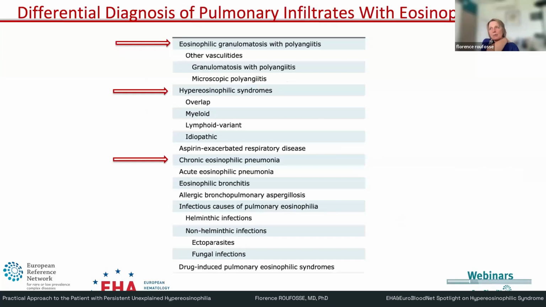I said at the beginning that I would discuss in a few slides the differential diagnosis of pulmonary eosinophilic conditions. I think it's really important to be aware that there's significant overlap between these conditions. I'd like to highlight in this table, which recapitulates the different forms of pulmonary hypereosinophilia, 3 particular diseases: eosinophilic granulomatosis with polyangiitis, formerly called Churg-Strauss syndrome; hypereosinophilic syndromes, which we've gone through extensively over the past few weeks; and chronic eosinophilic pneumonia.